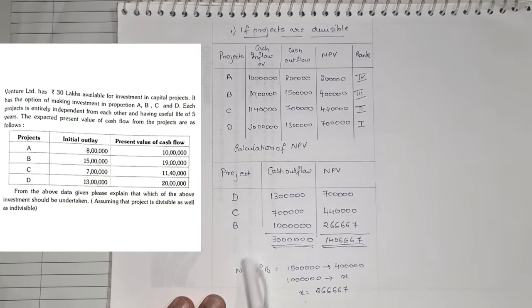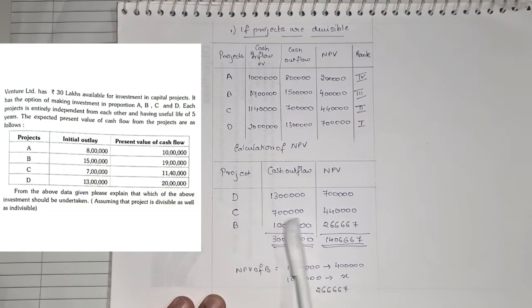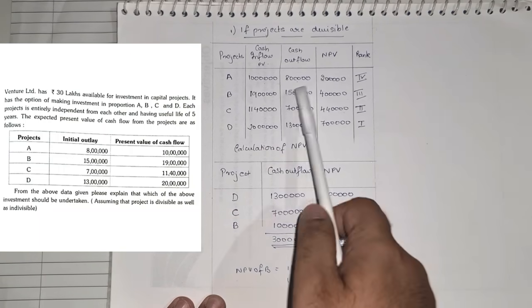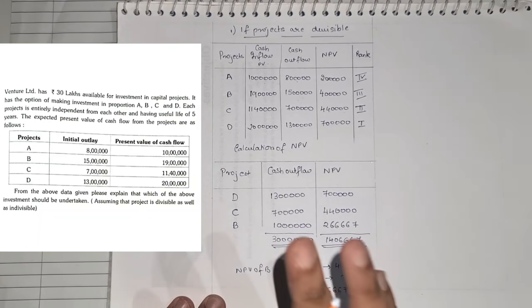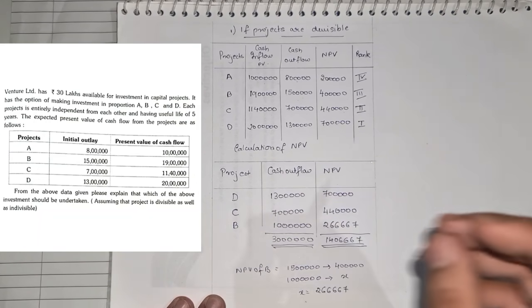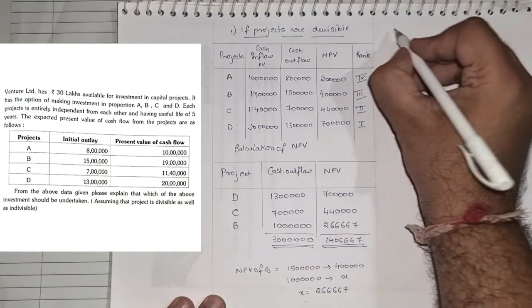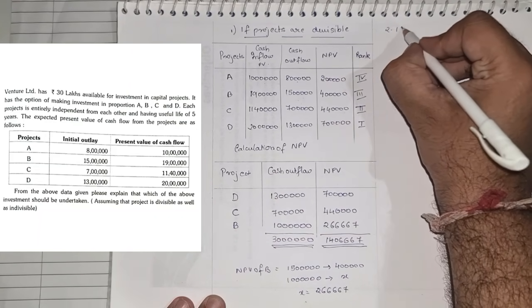So divisible means this part, where in the last you can use only a bit of the amount, but the outlay is a huge amount. So we'll have to cross multiply and get the final value. Okay, so this is when the projects are divisible. Now let us see what if the projects are not divisible.